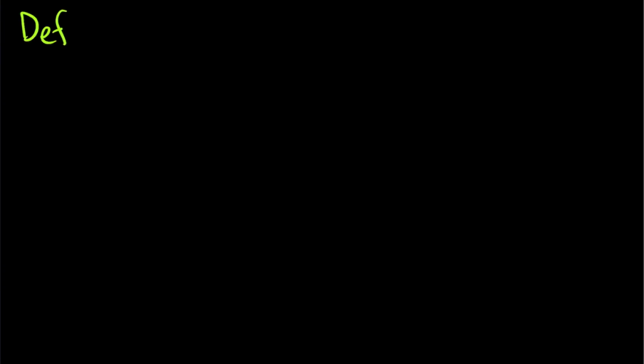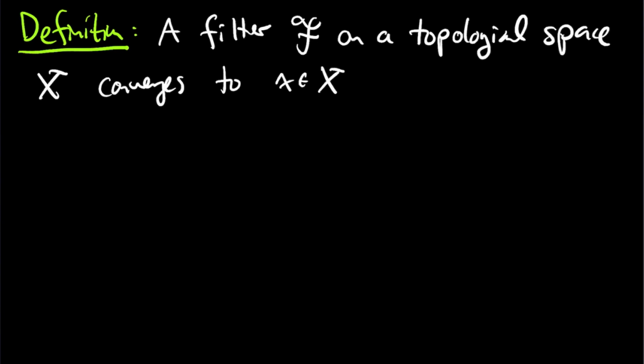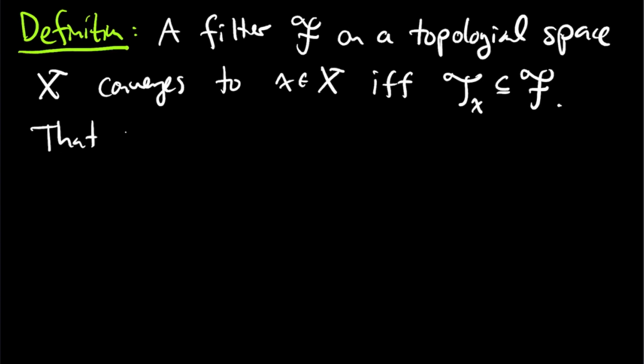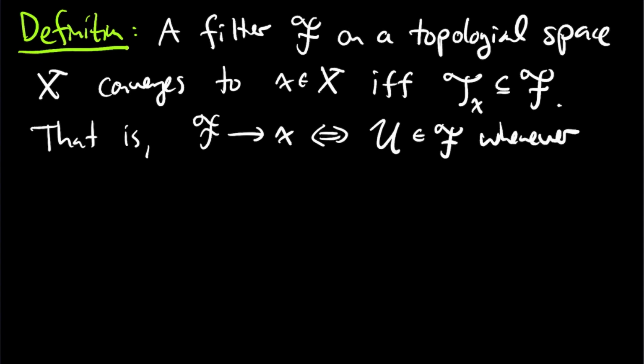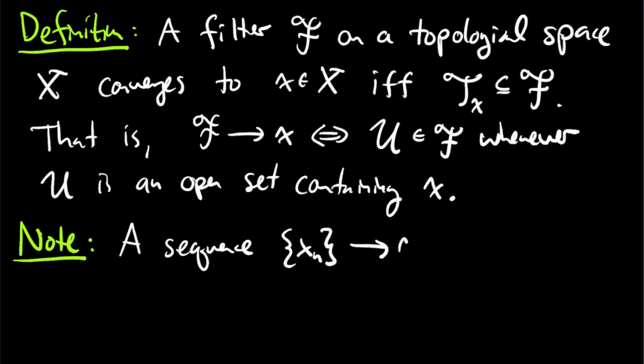Now, filters are a great way to talk about convergence in topological spaces. The main definition is that a filter on a topological space converges to a point little x if that filter refines the neighborhood filter. That's the same thing as saying that the filter contains every open neighborhood of the point. So notice that the eventuality filter associated to a sequence converges to a point if and only if the sequence converges to that point. And so filter convergence generalizes sequence convergence.